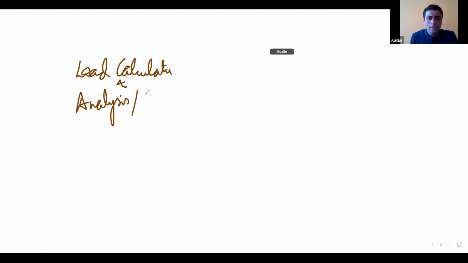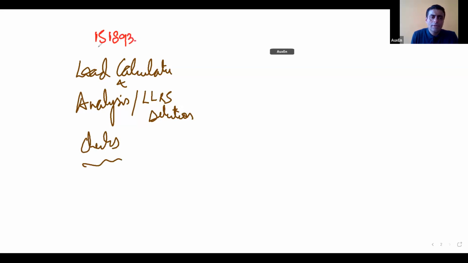So you have the load calculation, analysis, and I would say the lateral load resisting system selection: which lateral load resisting system to select, and the checks that need to be adopted. All these things are covered when I talk about the Indian perspective in 1893.